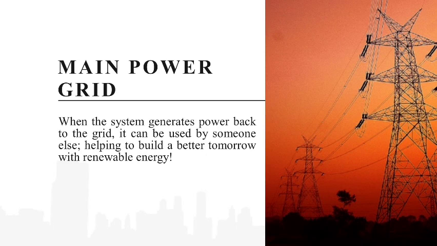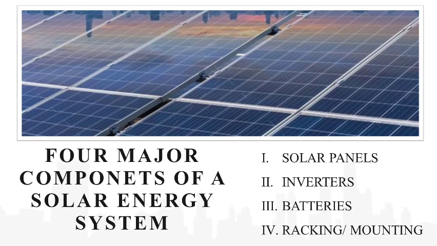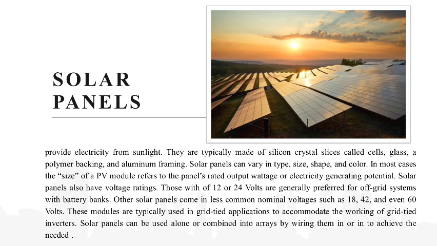How to install. Next, we have four major components of solar energy system. We have a solar panel, inverter, batteries, and racking or mounting. First is solar panel. Solar panels provide electricity from sunlight. They are typically made of silicon crystal slices called cells, glass, a polymer backing, and aluminum framing. Solar panels can vary in types, size, shape, and color.